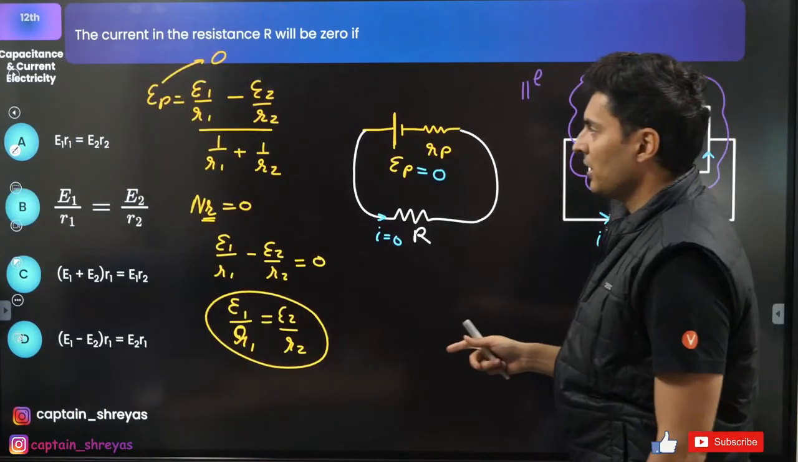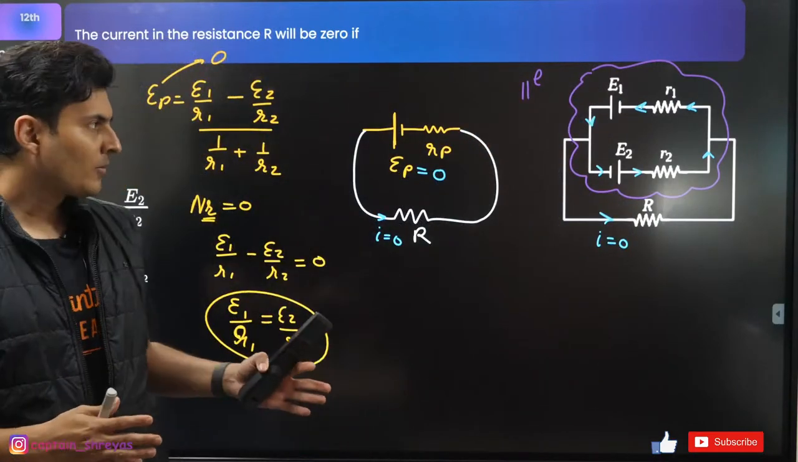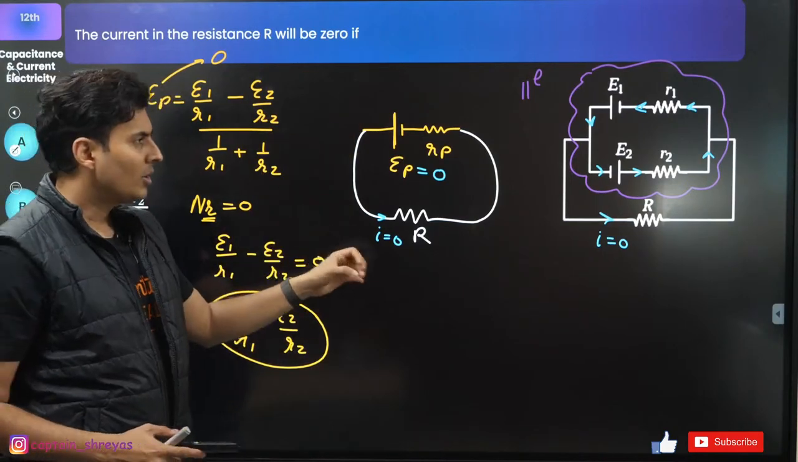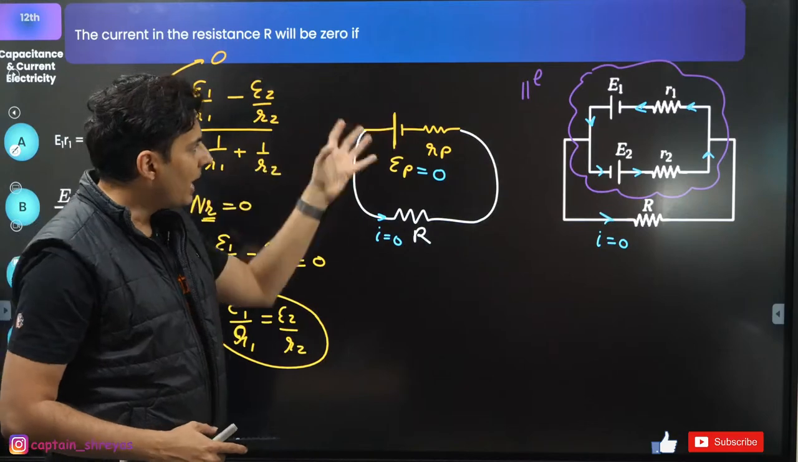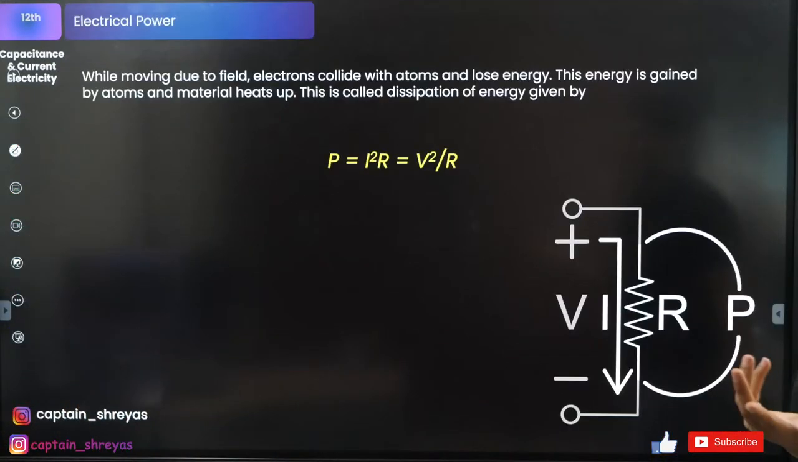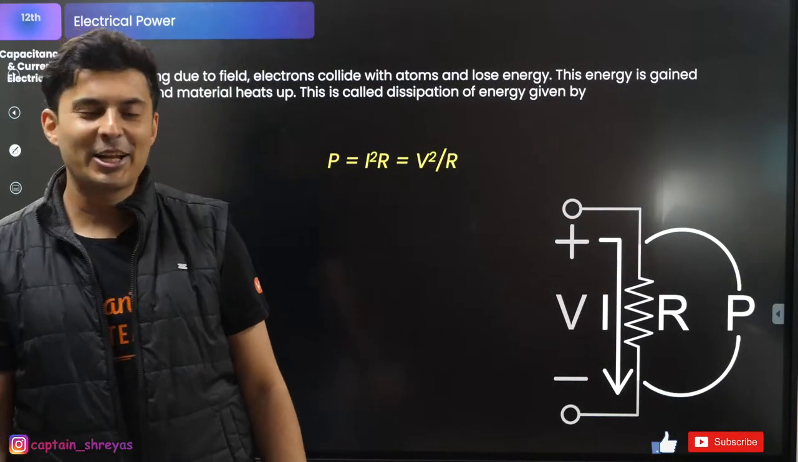So such a simple question. You don't have to use any complicated laws. It's just a matter of understanding why the net EMF will be 0, because there is no current supplied outside. So the battery behaves like nothing. That's it. 0 volts.